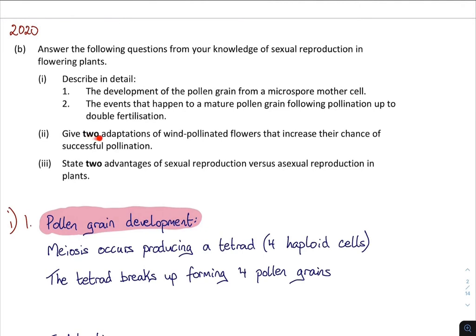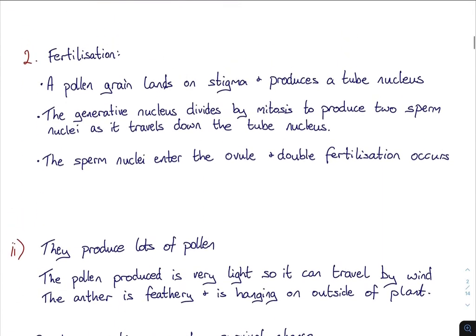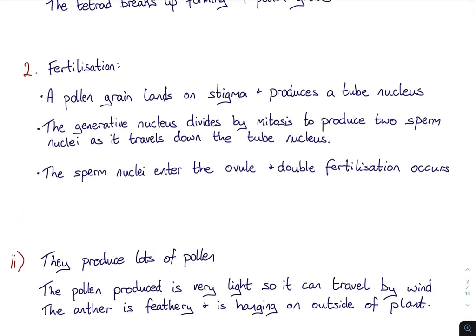Give 2 adaptations of wind-pollinated flowers that increase their chance of successful pollination. If they're wind-pollinated, they're often going to produce lots of pollen, and the pollen produced is going to be very, very light, so that it can travel by the wind. Remember, plants want their seeds, their pollen, everything to be transported as far away from the plant as possible to reduce competition.